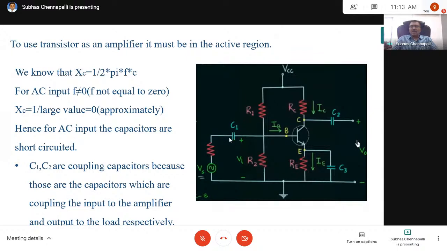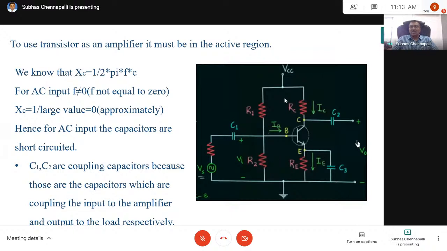You have one coupling capacitance to couple the input voltage to the base. You have here one more coupling capacitance to couple the output voltage of the collector to the node here, and you have a bypass capacitor here across RE, because if it is not there, there will be negative feedback, so gain will be less.